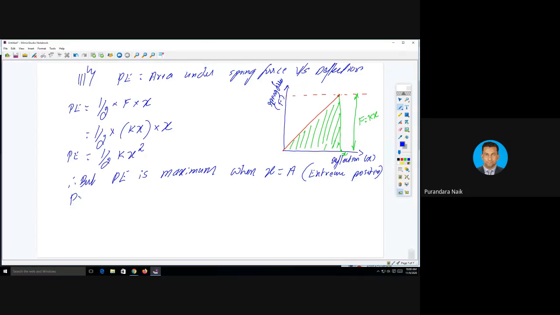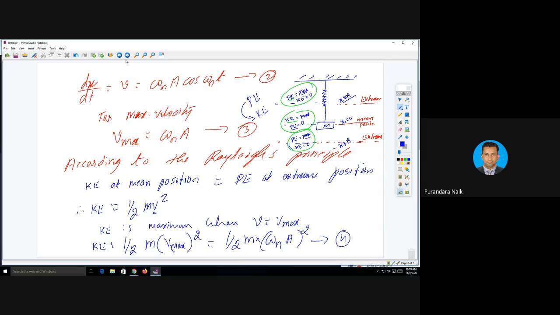Substitute it. Potential energy is equal to half into K into X is A square. Therefore, this is equation number 5.